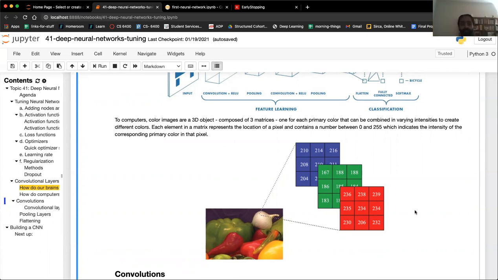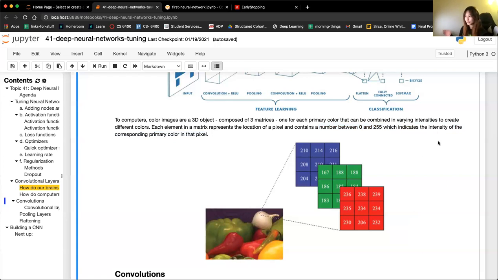That's the reason we have the RGB patterns. That's right. Yeah, that's exactly right. All right, so images are actually all numbers between 0 and 255, which indicates the intensity of the corresponding primary color in that pixel.